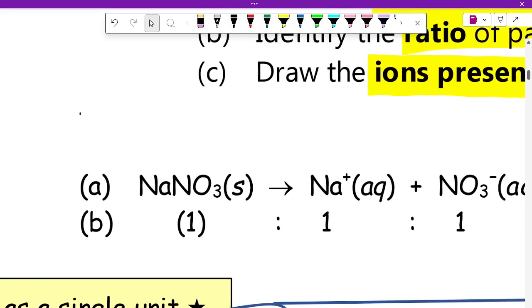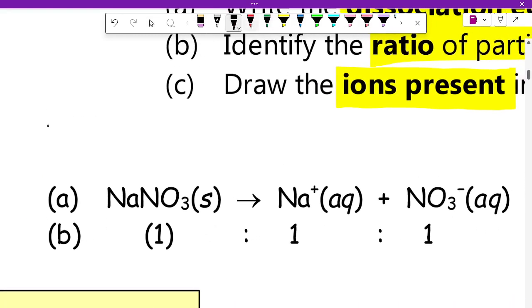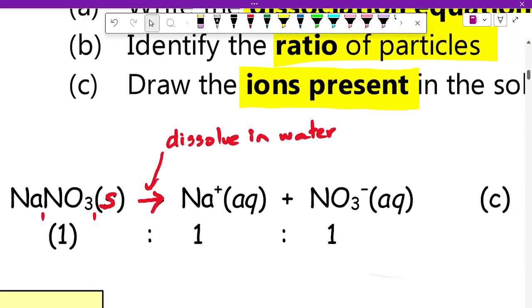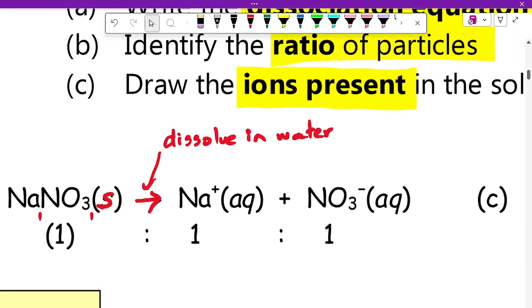All right. So when we take this, we have 1 sodium and we have 1 NO3. When we dissolve it in water, when we take our solid and dissolve it in water, the 2 ions, what do they do? What's the word? Dissociate. Everyone say it. Dissociate. So we end up with a sodium ion and a nitrate ion, and they are present in a 1-to-1 ratio. So we have written the dissociation equation.